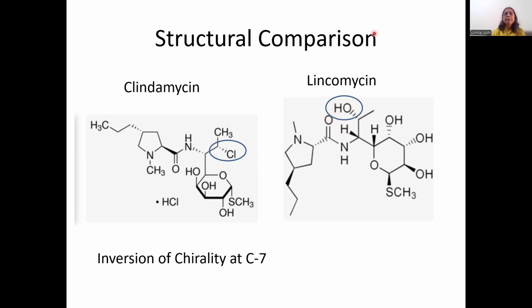Please try to understand that clindamycin is prepared from lincomycin by SN2 reaction. I repeat, clindamycin is prepared from lincomycin by SN2 reaction. Now you know SN2 reaction proceeds with complete inversion of configuration, and therefore, while going from lincomycin to clindamycin, there is an inversion of chirality at C7. Have a look at this. Chlorine attacks from here and this OH leaves. And so there is inversion of chirality at C7.